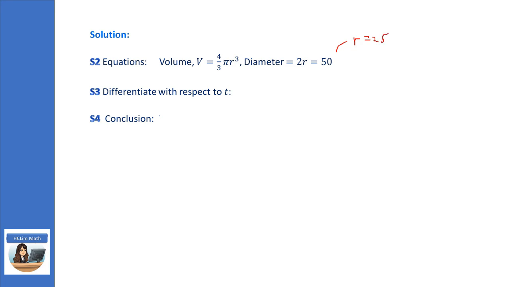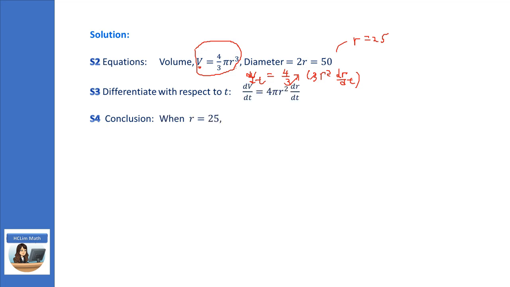Okay, after that, I need to differentiate both sides of the equation that I formed just now. So I double check first: I have my V, dV/dt, and I have my r here. So I can start to differentiate implicitly both sides with respect to t. So I have dV/dt equal to 4/3 pi times 3r squared dr/dt. After I simplify it, I have dV/dt equal to 4 pi r squared dr/dt.